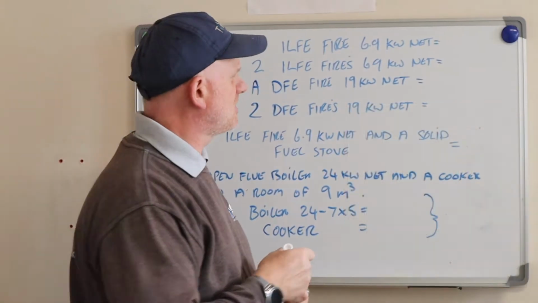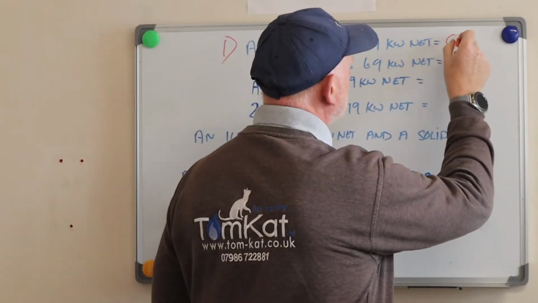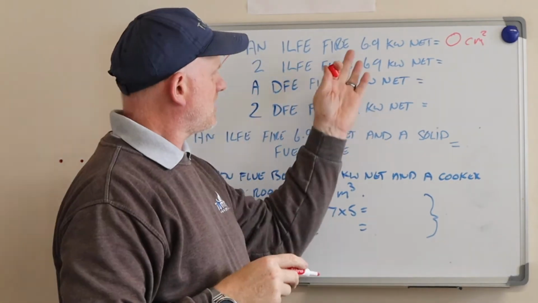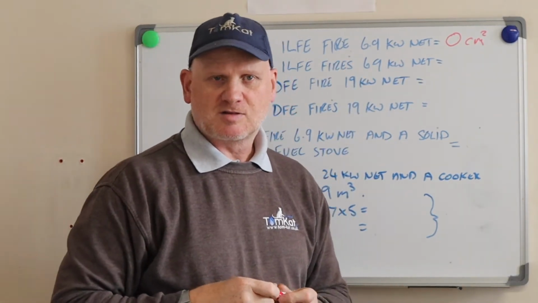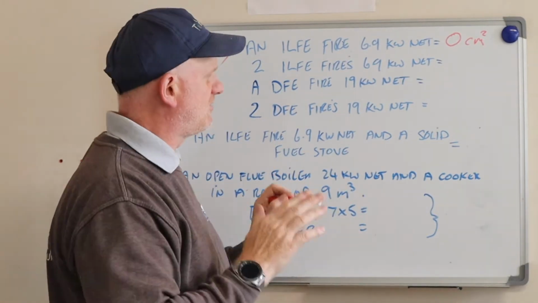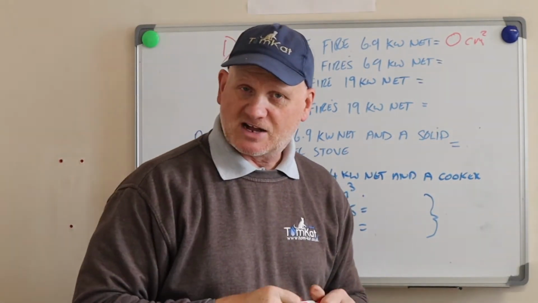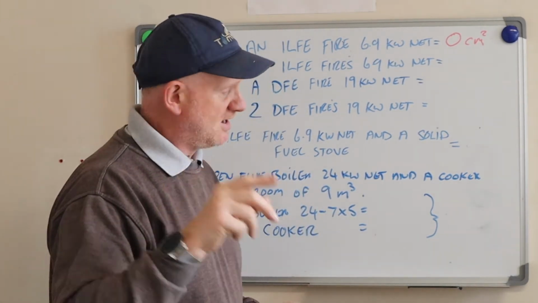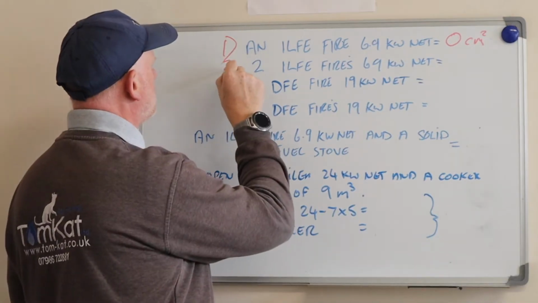Well, the answer is 0 centimetres squared because it's less than 7 kilowatts. So a gas appliance under 7 kilowatts normally doesn't require ventilation unless the manufacturer's instruction states otherwise. Did you get it? Anyway, let's try number 2.